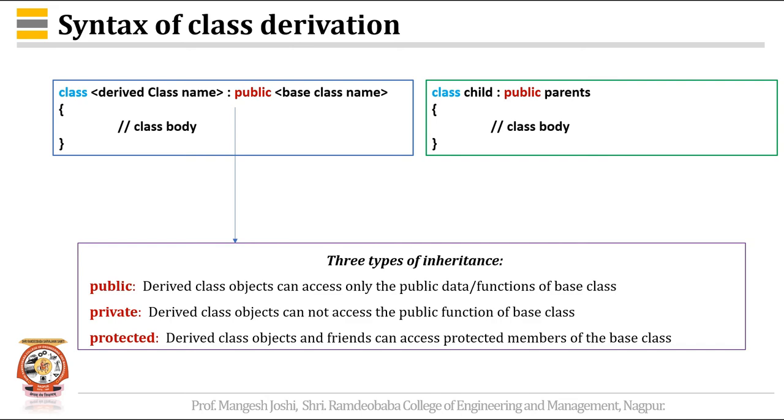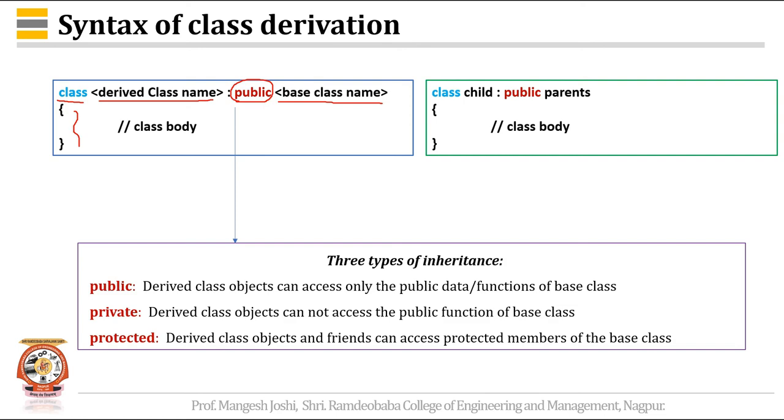So coming back to our inheritance, let us see how to derive a class from the base class. The syntax for class derivation is, first we have to write the class keyword, followed by the derived class name, then a colon, then a public keyword. You will come to this later on, and then followed by the base class name.